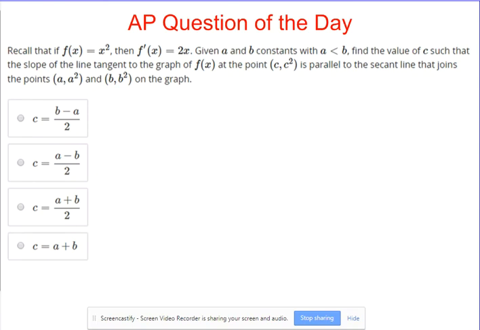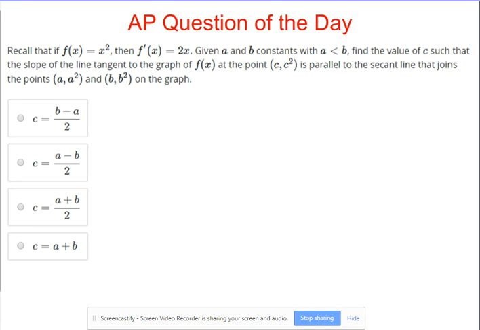Okay, let's look at a sample AP question. Pause the video, read it, see if you can answer it, and then come back for my explanation. So we have a function, f of x is equal to x squared. They tell us the derivative, in case we didn't know it, f prime of x is equal to 2x.